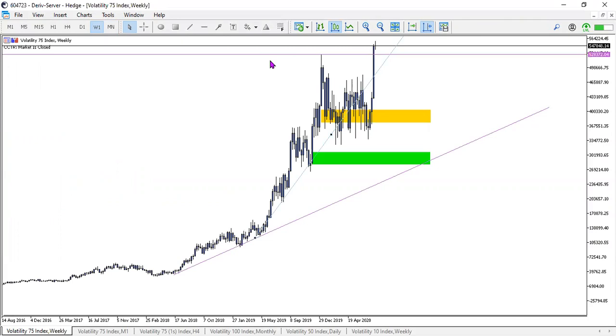On our weekly chart, we've got this weekly trend line that I've highlighted here as well. And as you can see on this weekly trend line, we've got multiple touches into this trend line. We've got a false breakout here, and we've got another false breakout all the way over here, and price is now currently back inside the trend line.